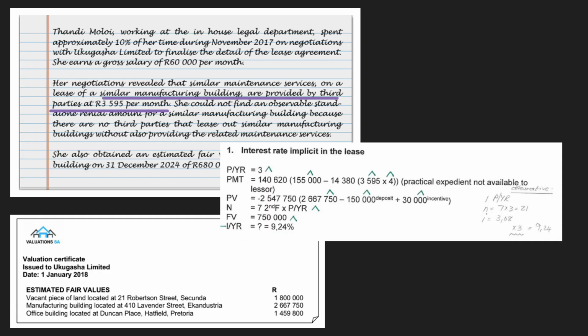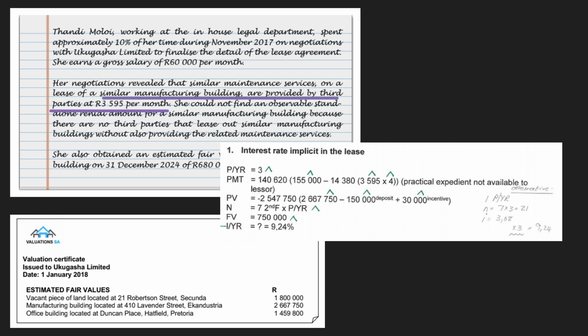Alright, so we need to prepare the general journal entries for both of these leases. We have the lease of a manufacturing building and then the lease of a low-value asset. Now we know that with the lease of a low-value asset, we straight line those lease payments and recognize a lease expense, so we do not recognize a lease liability or a right-of-use asset. But for the lease of the manufacturing building, we need to do that.